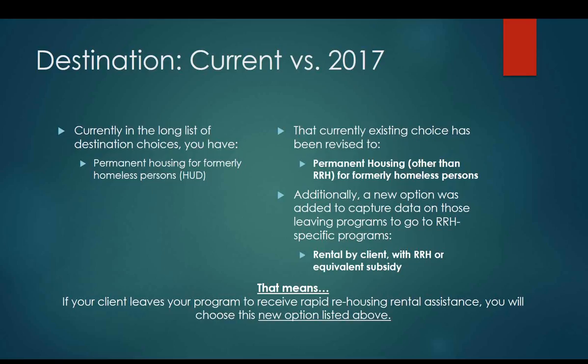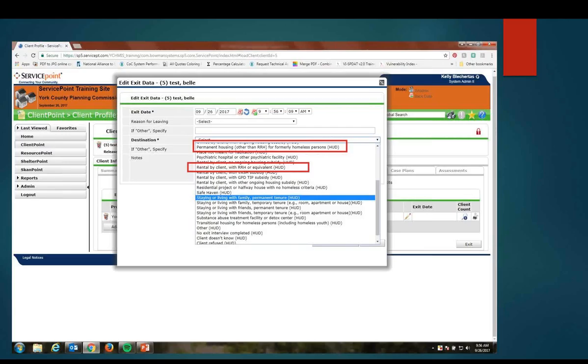So if someone is in an emergency shelter and they leave the emergency shelter to move into a rental that is being assisted, their payments are being assisted by rapid rehousing or rental assistance, this will be the choice that you make. And those are your two new choices in the drop-down for destination.